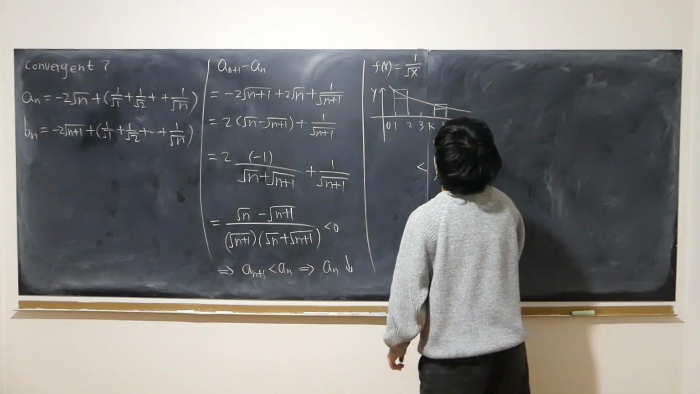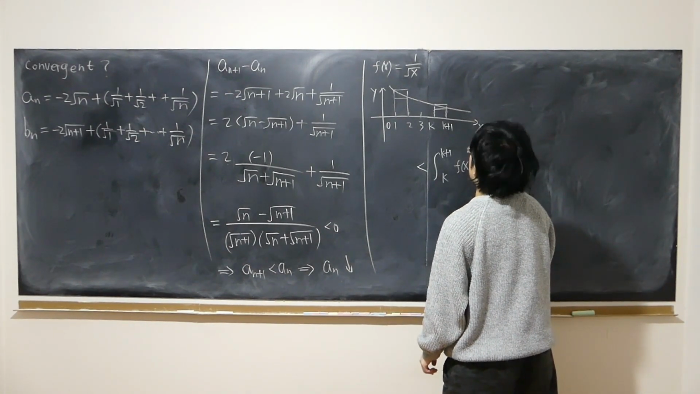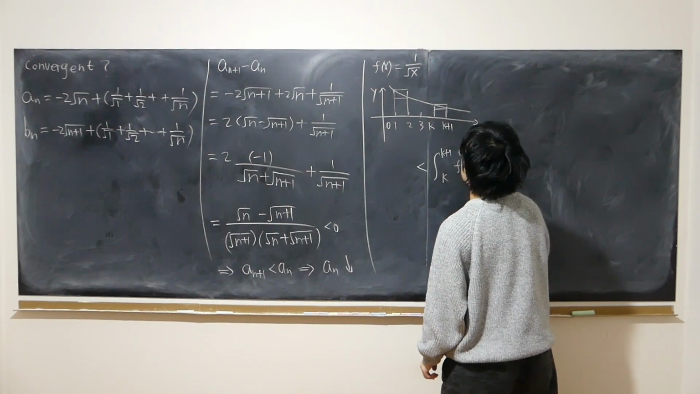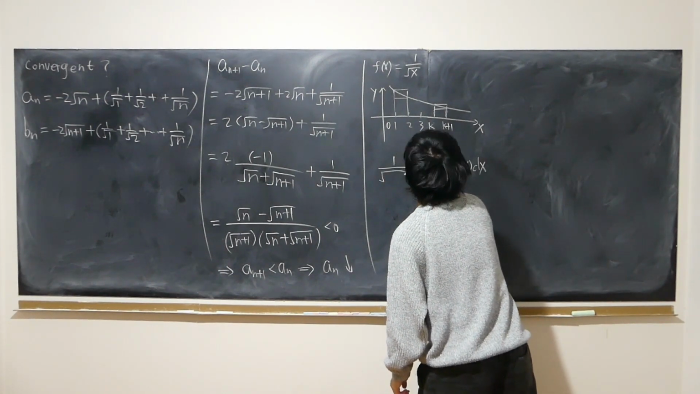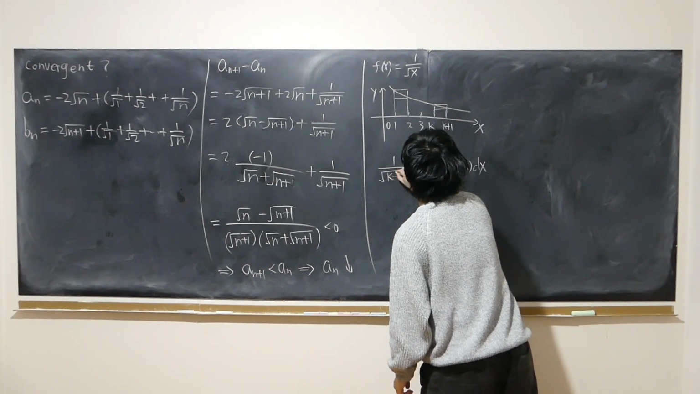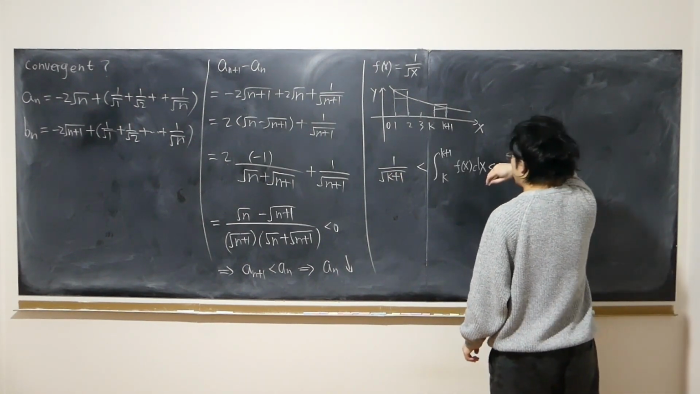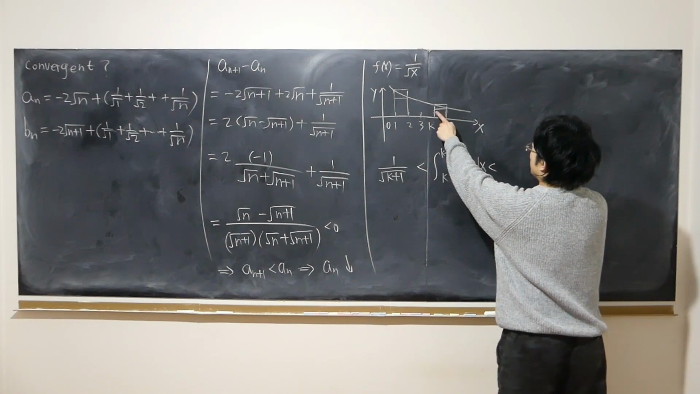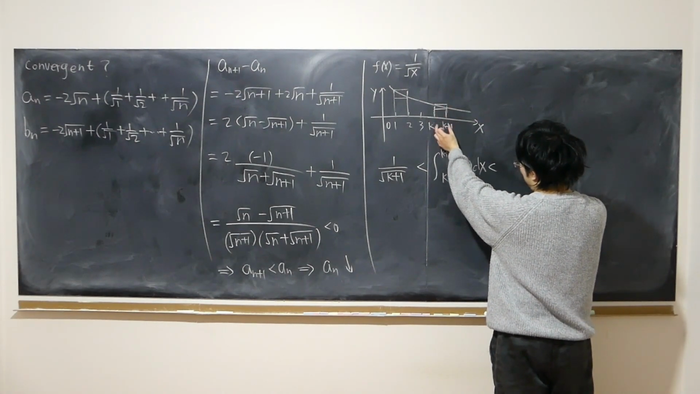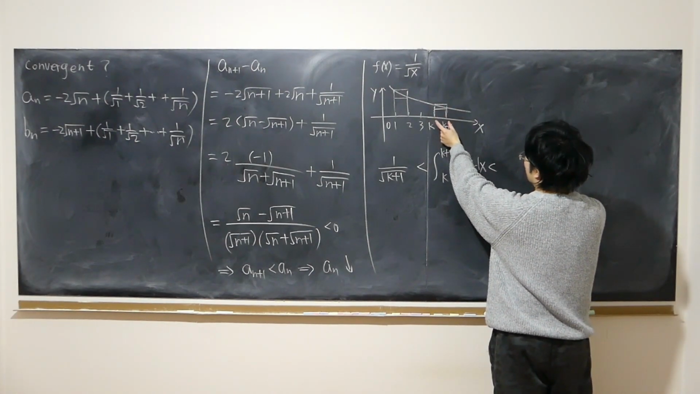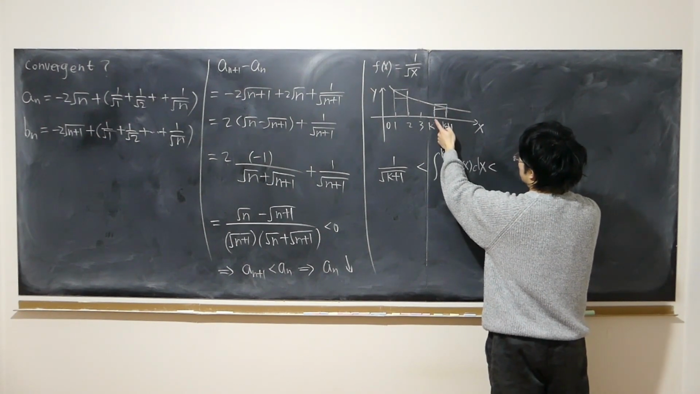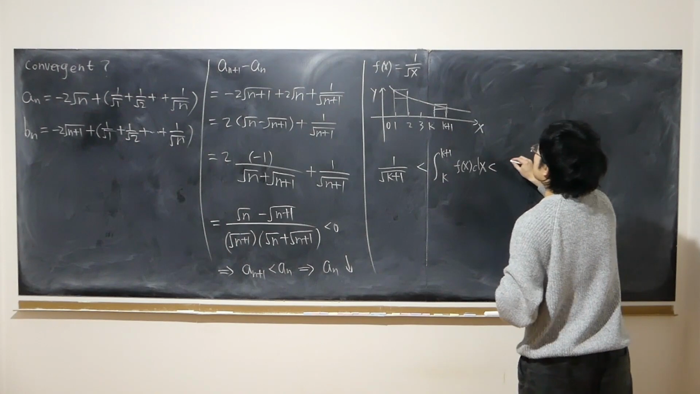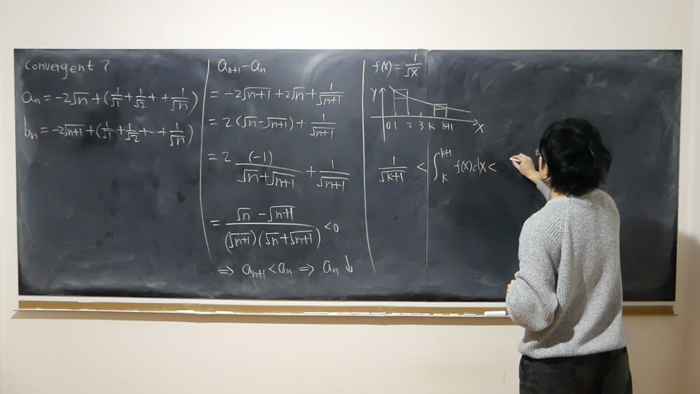Yes. So let me just plug in k plus 1 into the function. That is 1 over square root of k plus 1. And less than, for the same reason, the bigger rectangle, what's its area? Its bottom length is just 1, times the height, which is when I plug in the left-hand side edge into the function, right? That is 1 over square root of k.